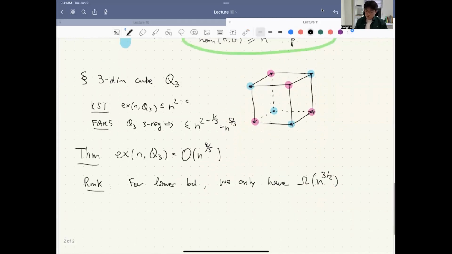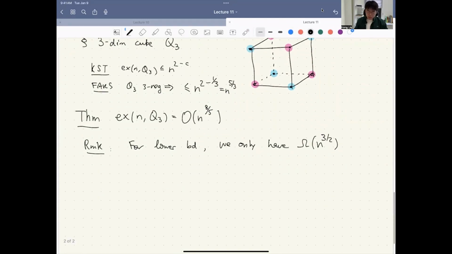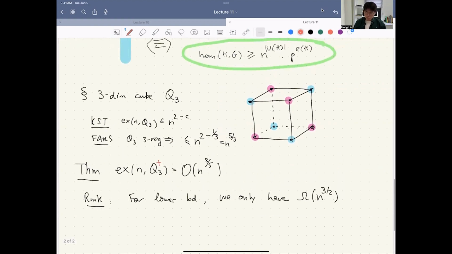How do we prove this? We're actually going to prove something slightly better. We're going to prove that Q3 plus has the same upper bound. So what is Q3 plus? Q3 plus is this 3-dimensional cube, but with a diagonal chord. Let me draw it. Let's say this is x, this is y.